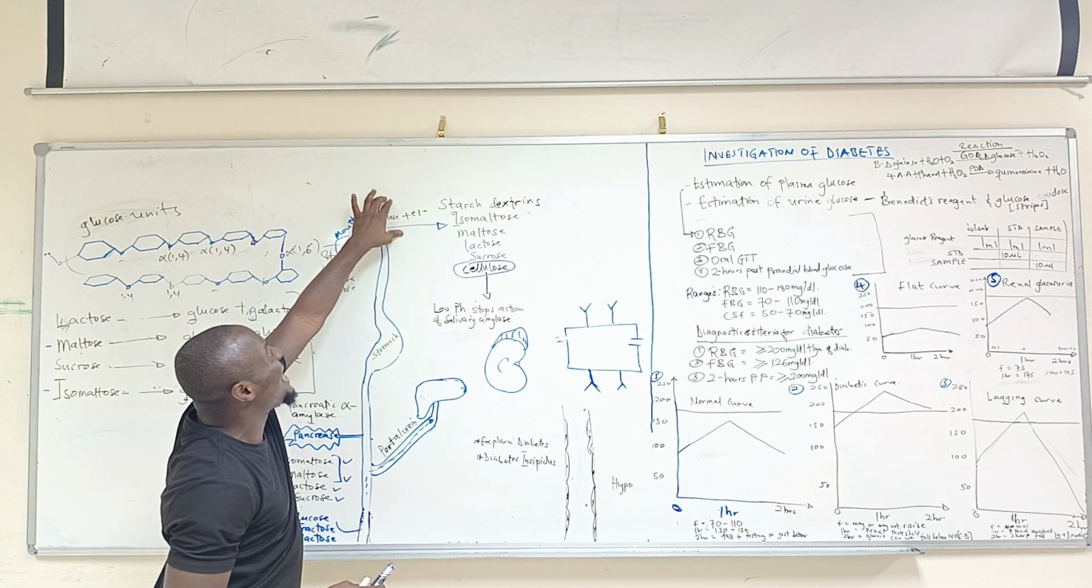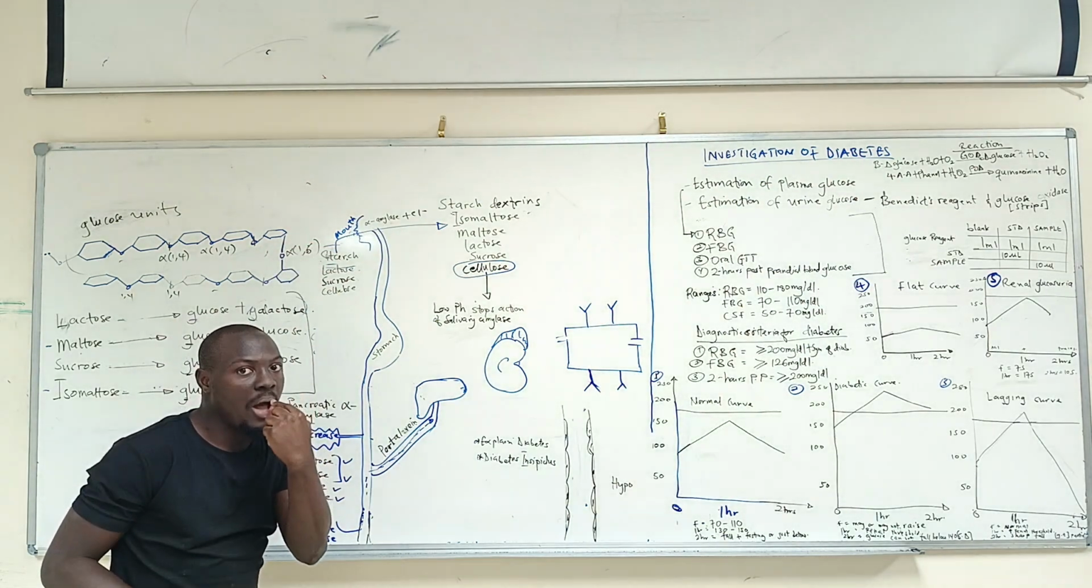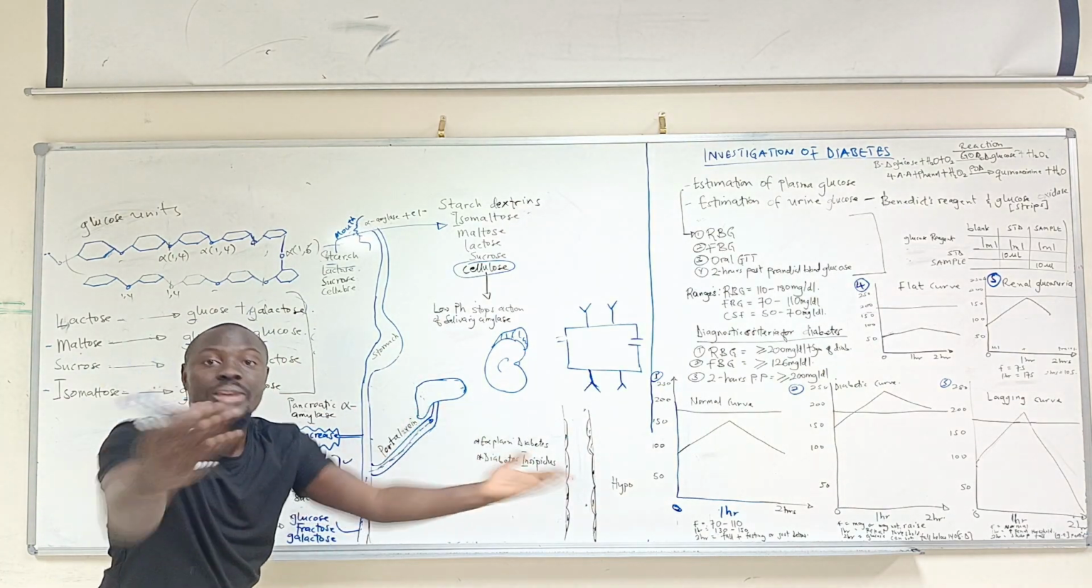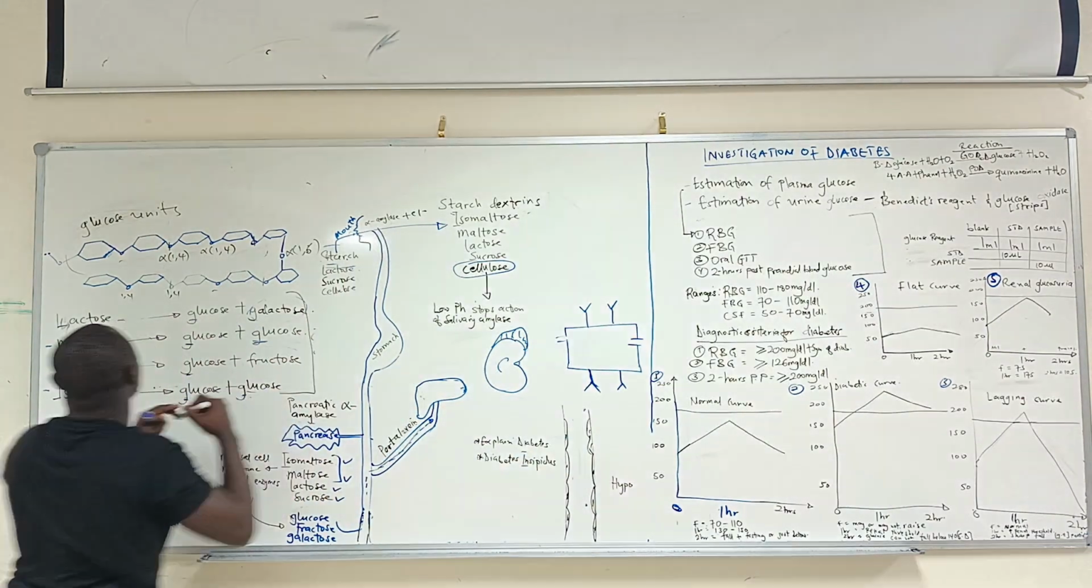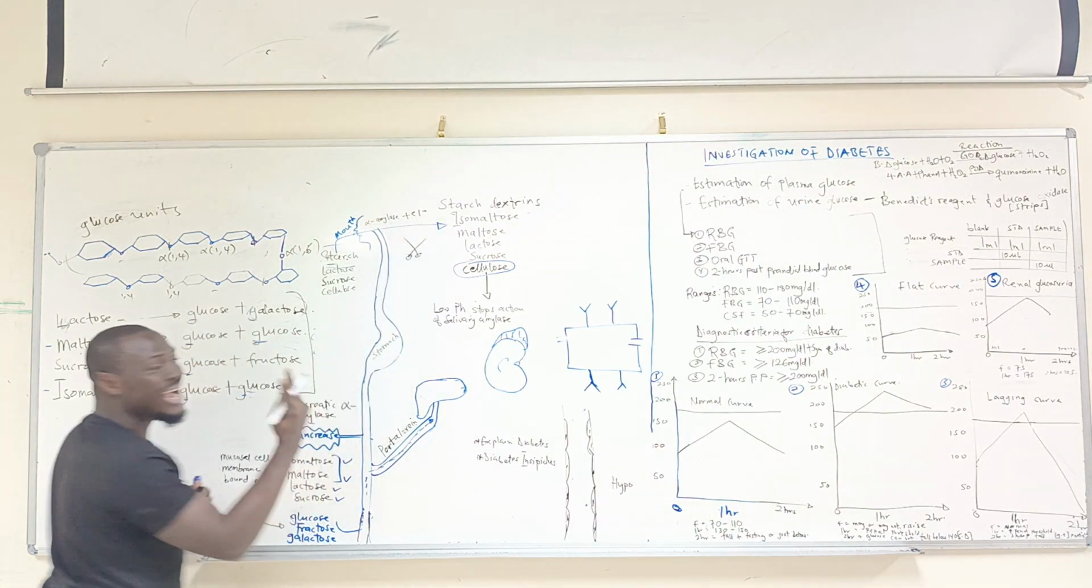When this enzyme is being activated, it is going to break down the starch that is inside your mouth. It is going to start to break it down. How does it break it down? The enzyme here is going to act like a scissors. Take a look at this. It is going to act like a scissors.